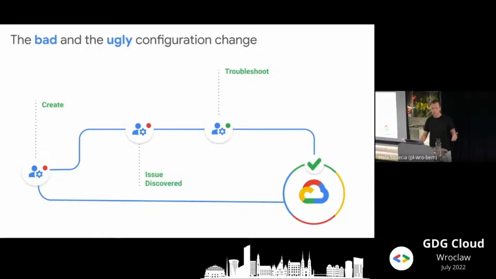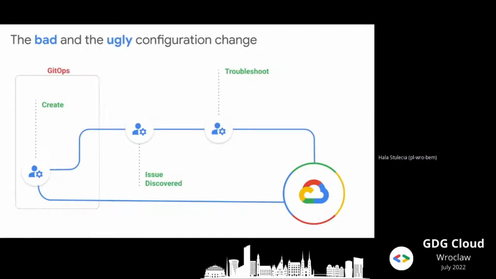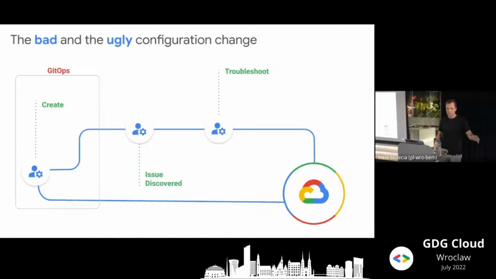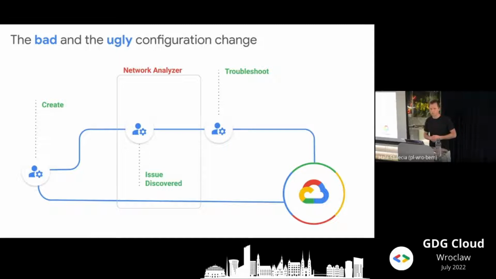During today's presentation, we're going to focus on the first 2 phases. On creating bad configuration, we're going to discuss how to avoid it using the GitOps methodology. Then we're also going to talk about Network Analyzer and how it helps us discover those issues, because as we mentioned, discovering what has changed is a critical concept to fixing the issue. We're not going to cover troubleshooting. That's something we can cover in some other sessions, maybe future GDG sessions.